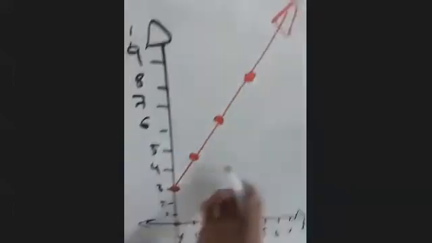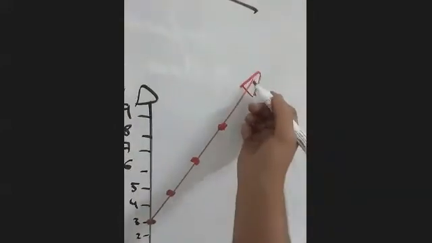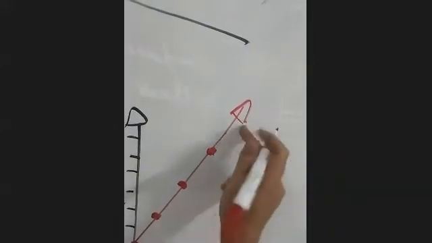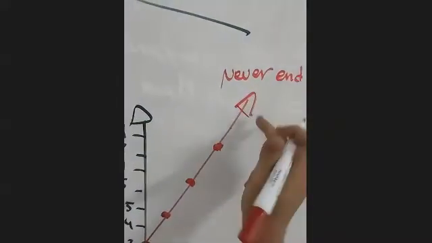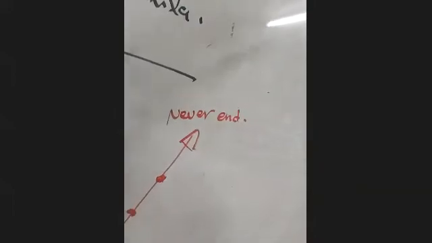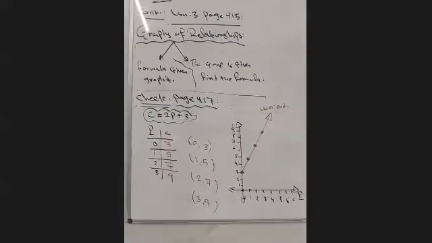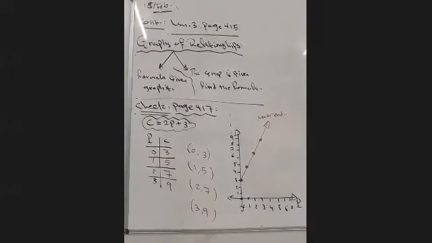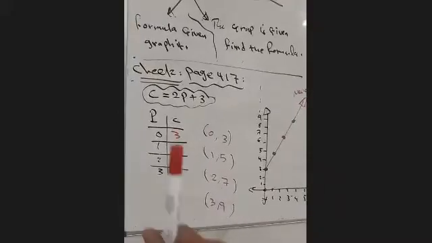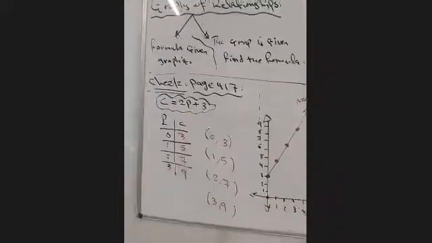Arrow. And from here, no arrows. It starts from here and never ends. This arrow means never end. It goes on forever, okay? So this is the check, page 417. Hope you understand it very well. Do it in your book. Make the table and the ordered pairs beside it in your space.